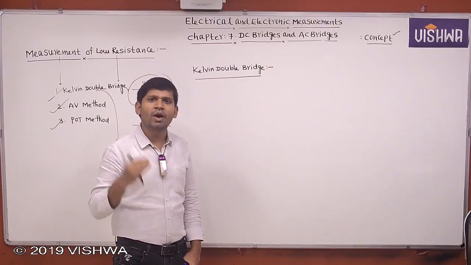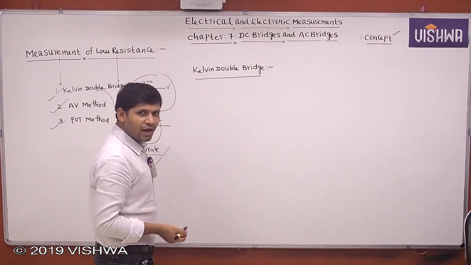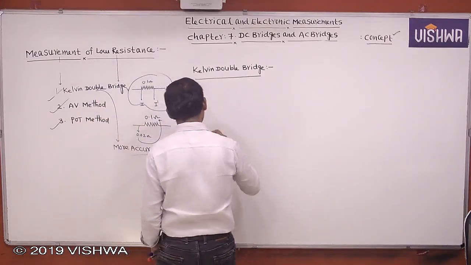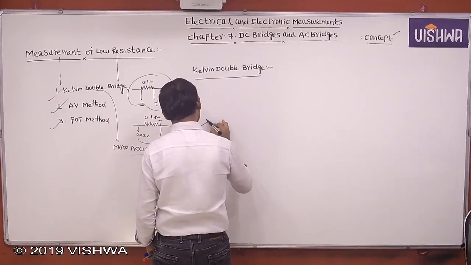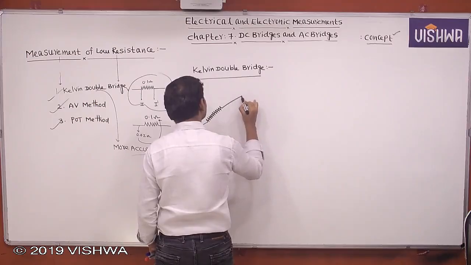No doubt at all, it is a modification of Wheatstone bridge only. First you draw this bridge, then we will see the expression for unknown resistance by using this Kelvin double bridge. Okay. All of you draw this one.